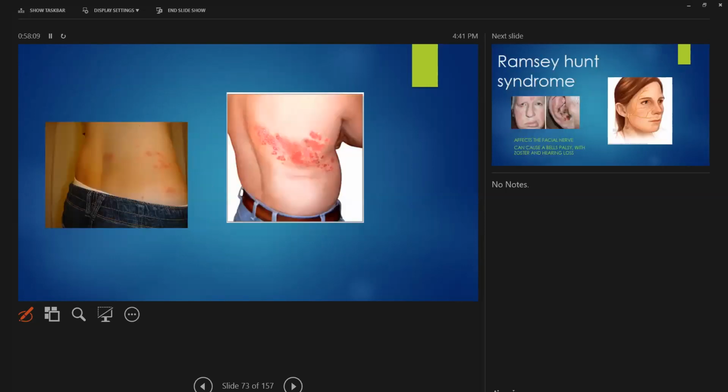So these are some shingles rashes. Notice that they're always unilateral. It's always going to follow a dermatomal distribution, but just on one side. So see from the midline over this way or over that way. If it breaks the midline and you've got the rash going over here too, it's not shingles.